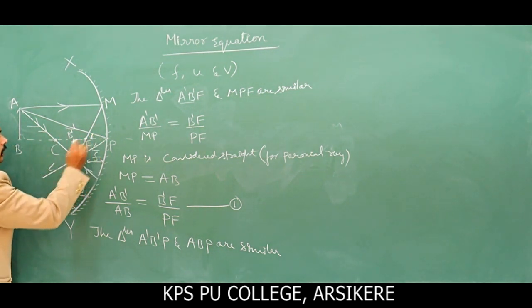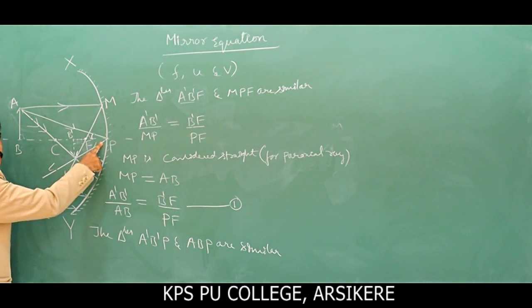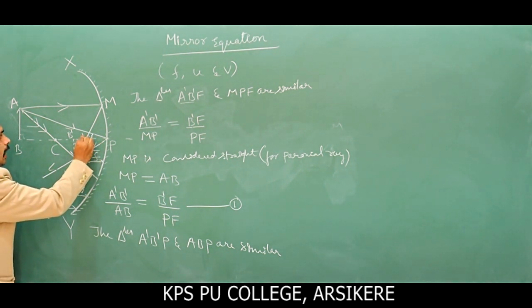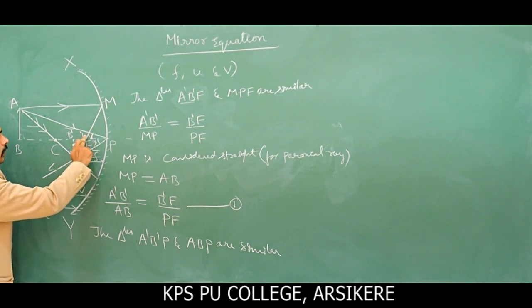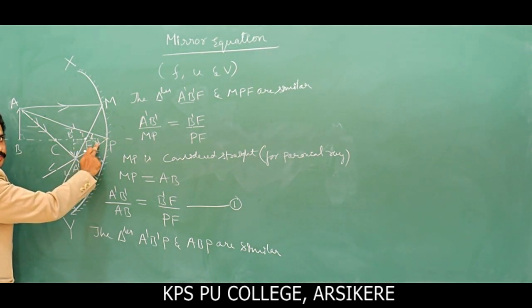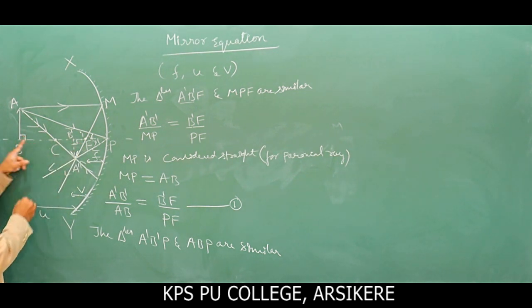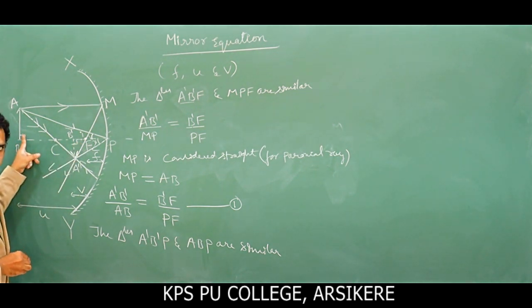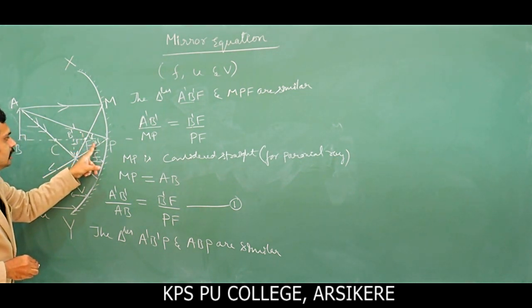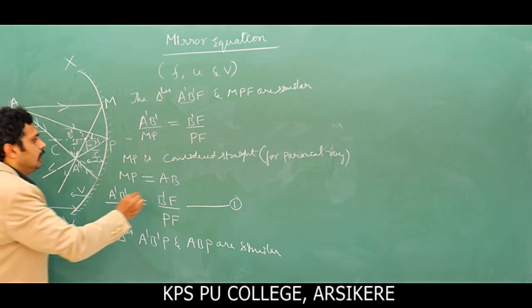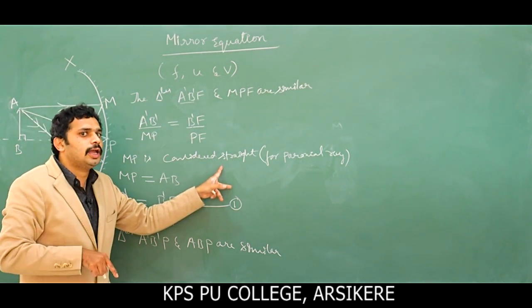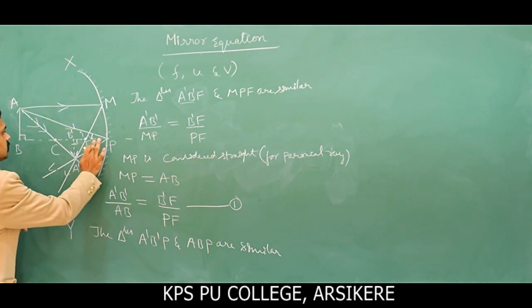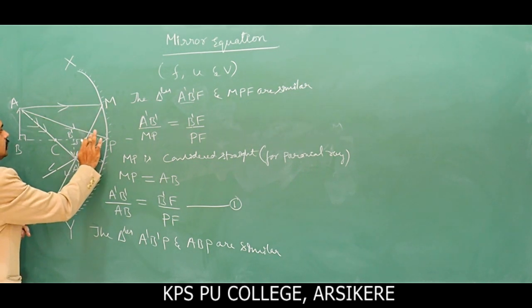At the pole, it obeys the laws of reflection. Angle of incidence is equal to angle of reflection. These two angles are similar. I is equal to R, which means these two angles are similar. In two triangles, if two angles are similar, then the third angle is also similar. That's why these two triangles are similar.